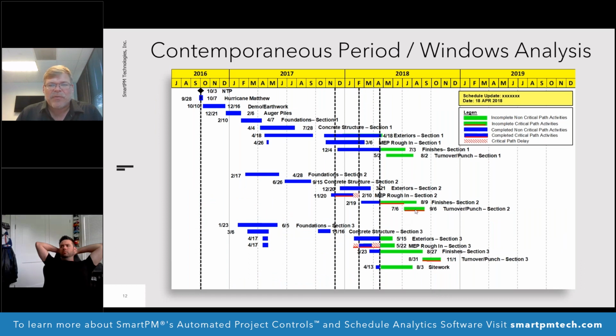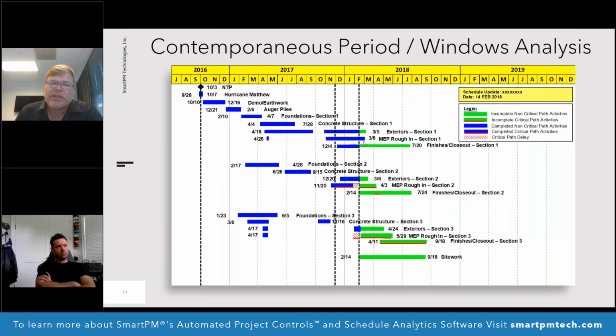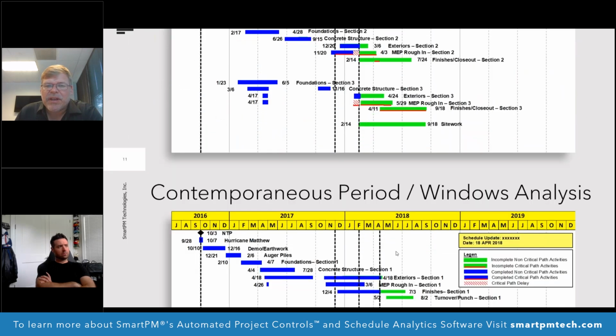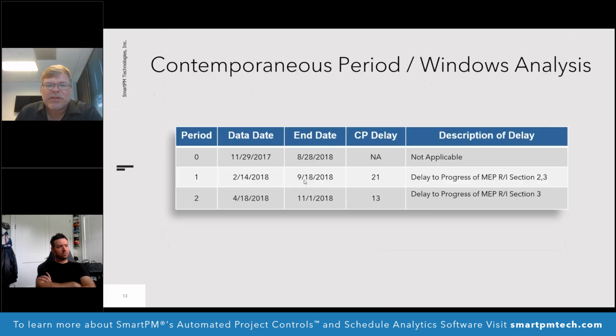And now we see the turnover and punch is taking it over. And that's what we've got to study, is how did that happen? And that's all going to be contained in the logic. But that's just me using the data as is, looking at 2 different windows, seeing what the critical path was in one period, going to the next. And that's really where you can start to create what we call a delay table.